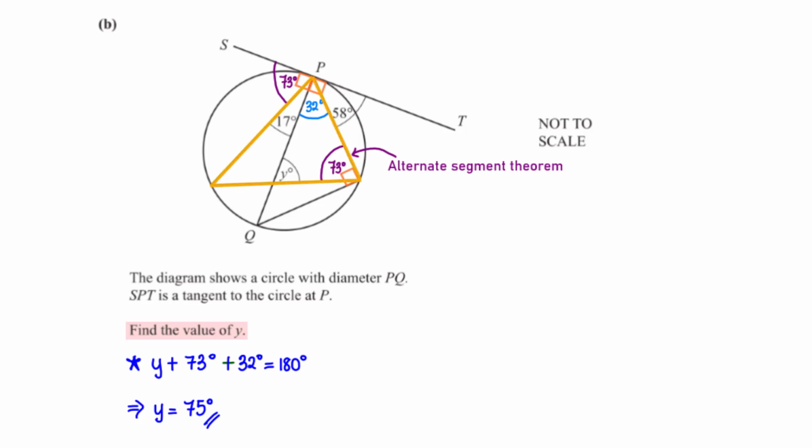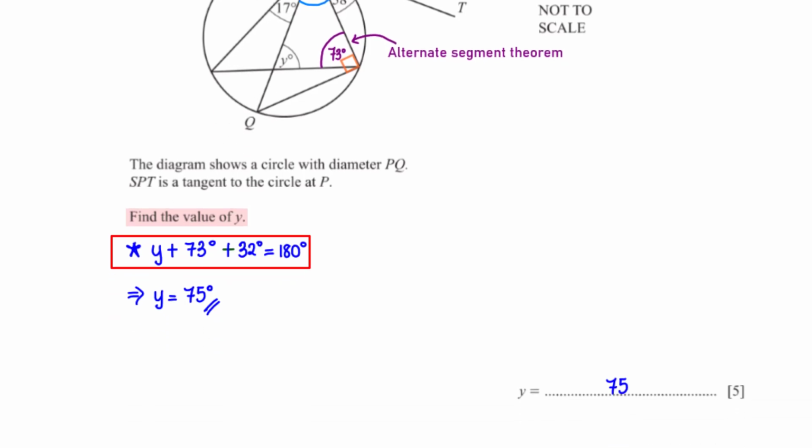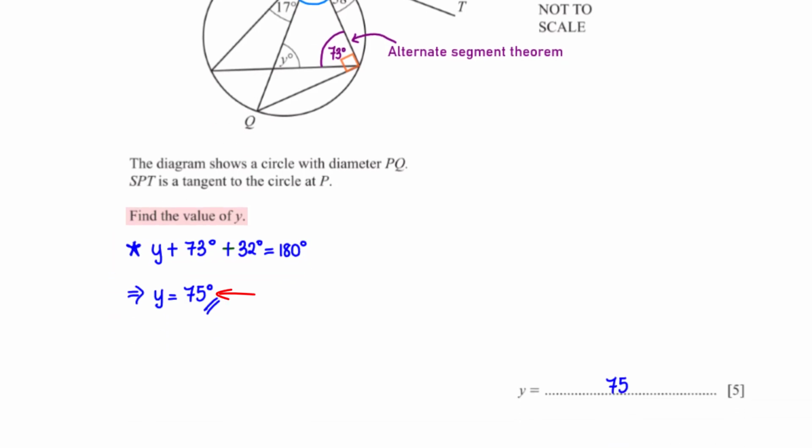Based on the alternate segments theorem, if we found this angle as 73 degrees, then this angle should also be equal to 73 degrees. The sum of angles in this triangle should add up to 180 degrees. And so we have y plus 73 plus 32 equals 180. When we subtract the sum of 73 and 32 from 180, we get y equals 75.